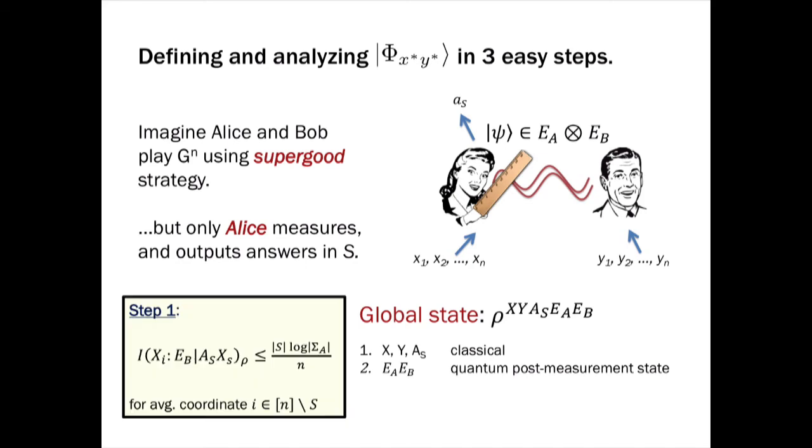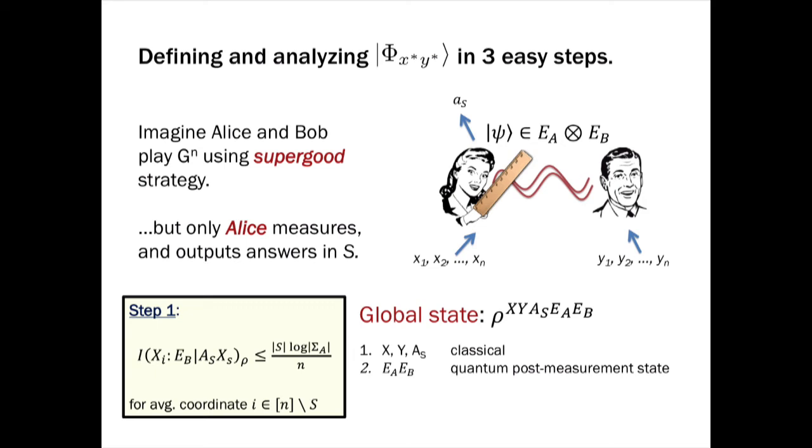Okay. So the first step is to show that in this global state rho, the quantum mutual information between an average coordinate xi and Bob's part of the entanglement, conditioned on the answers that Alice generated and Alice's questions in these coordinates S, is small. And it's less than the size of the set S divided by n. And you prove this statement using an application of the chain rule.